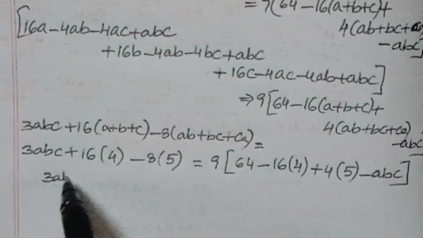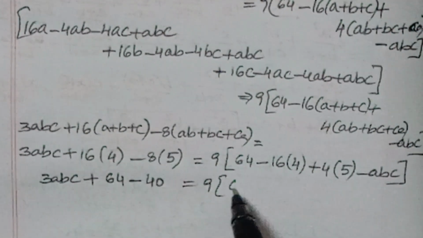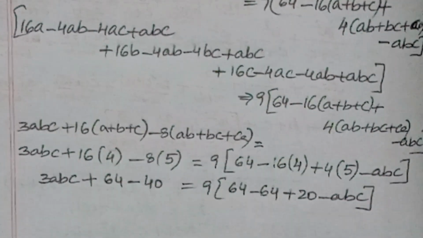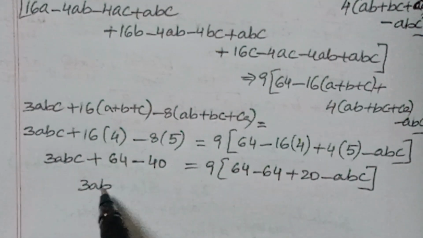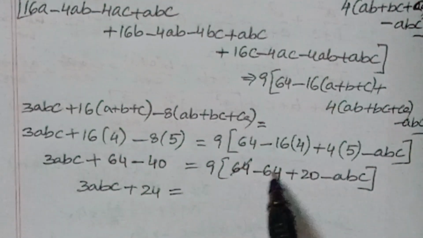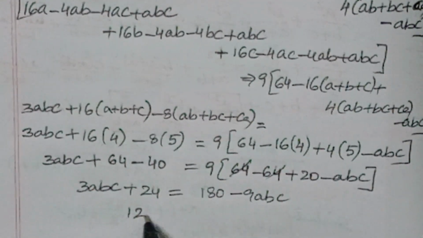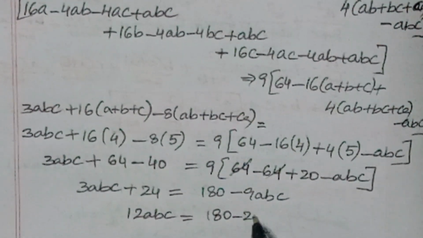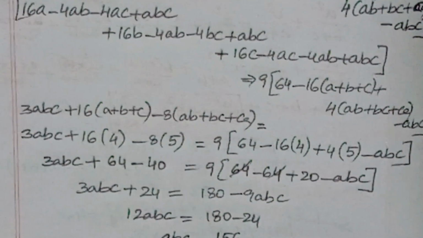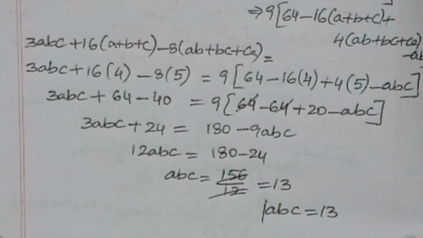So here 3abc plus 64 minus 40, is equal to 9 into 64 minus 64 plus 20 minus abc. So here what will we get? 3abc plus 24 is equal to, these two get cancelled, 180 minus 9abc. So here 12abc is equal to 180 minus 24, abc is equal to 156 by 12, we are getting 13. So therefore the value of abc is 13.